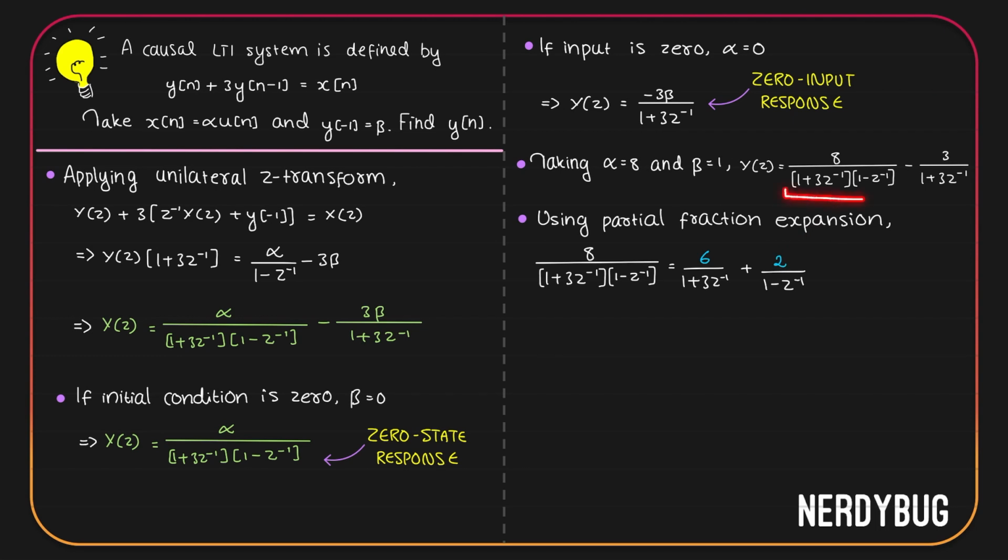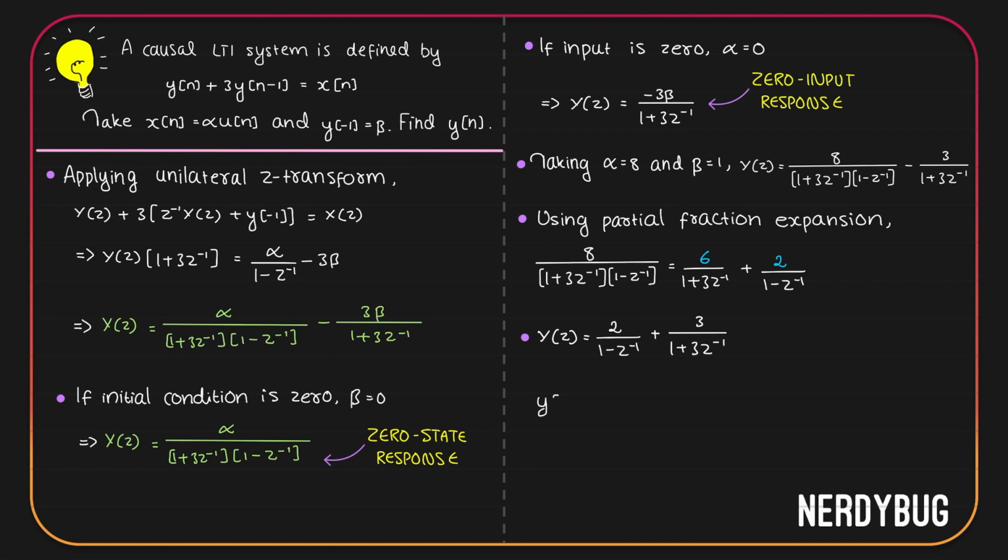Now in Y of z, we can replace this by these two. If we do that, Y of z becomes like this. Two of these have the same denominator, so we can add them. 6 by 1 plus 3z inverse minus 3 by 1 plus 3z inverse will become 3 by 1 plus 3z inverse.